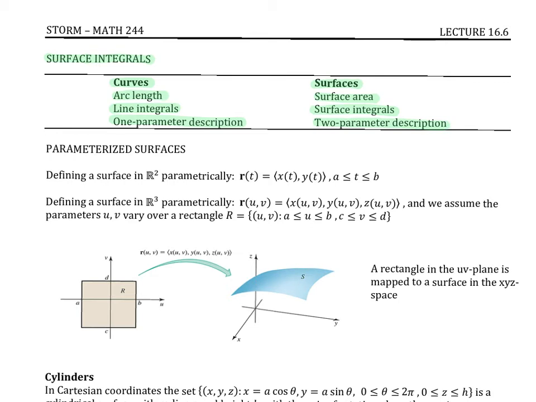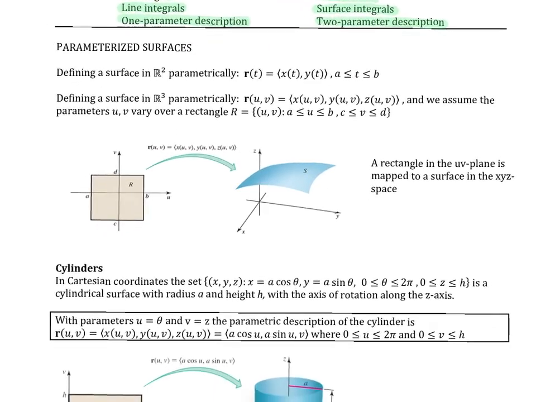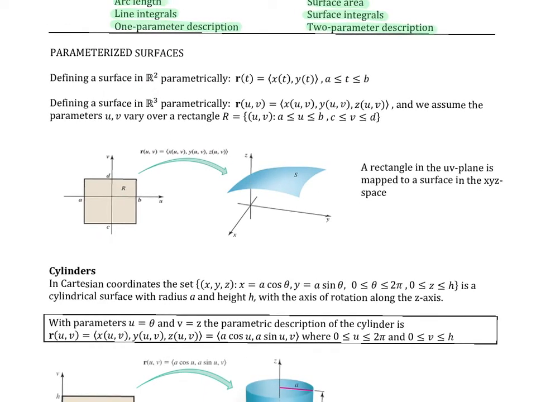So first of all, when we talk about a parameterized surface, let's review two-dimensional space. We had a single variable t, so our vector was x with respect to t, y with respect to t. And our t varied from some a to b value. Now that we're in three-dimensional space, we're going to be looking at a vector representation with a u and a v. So x is a function of u and v, y is a function of u and v, z is a function of u and v. And now this is a vector equation.